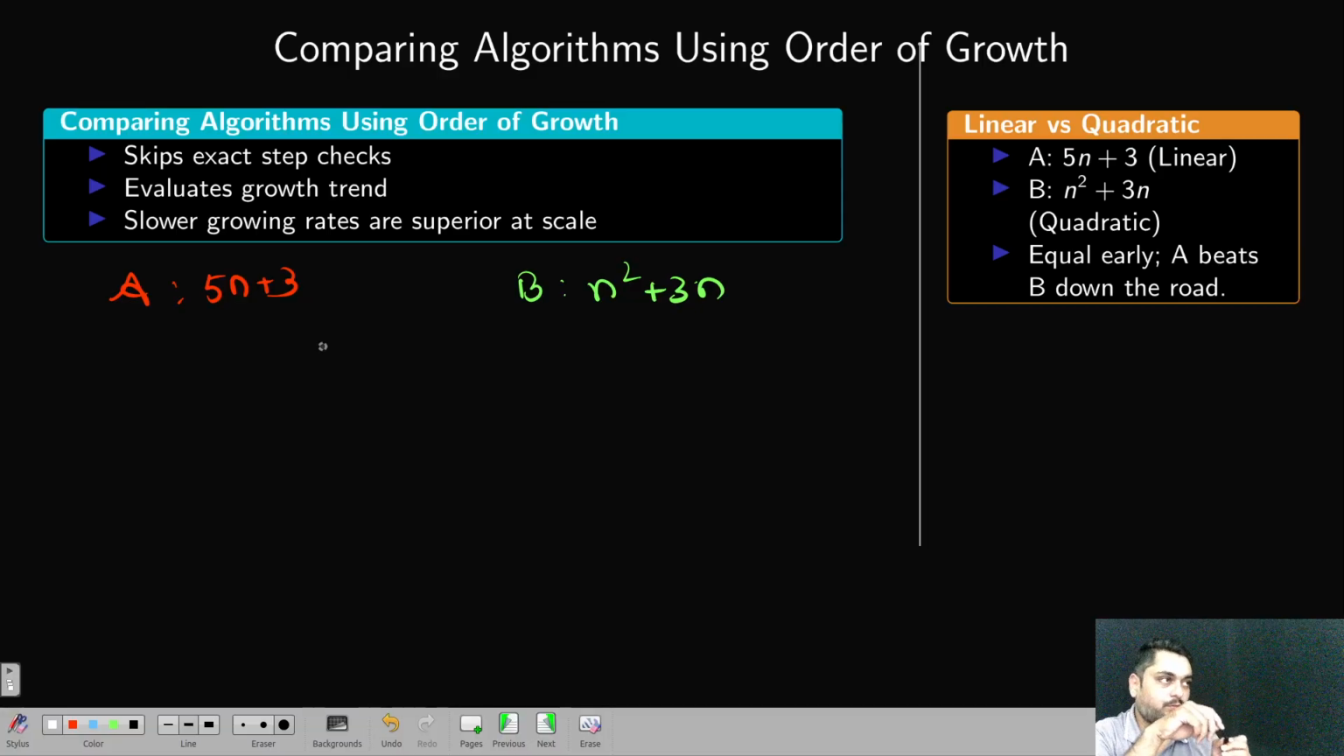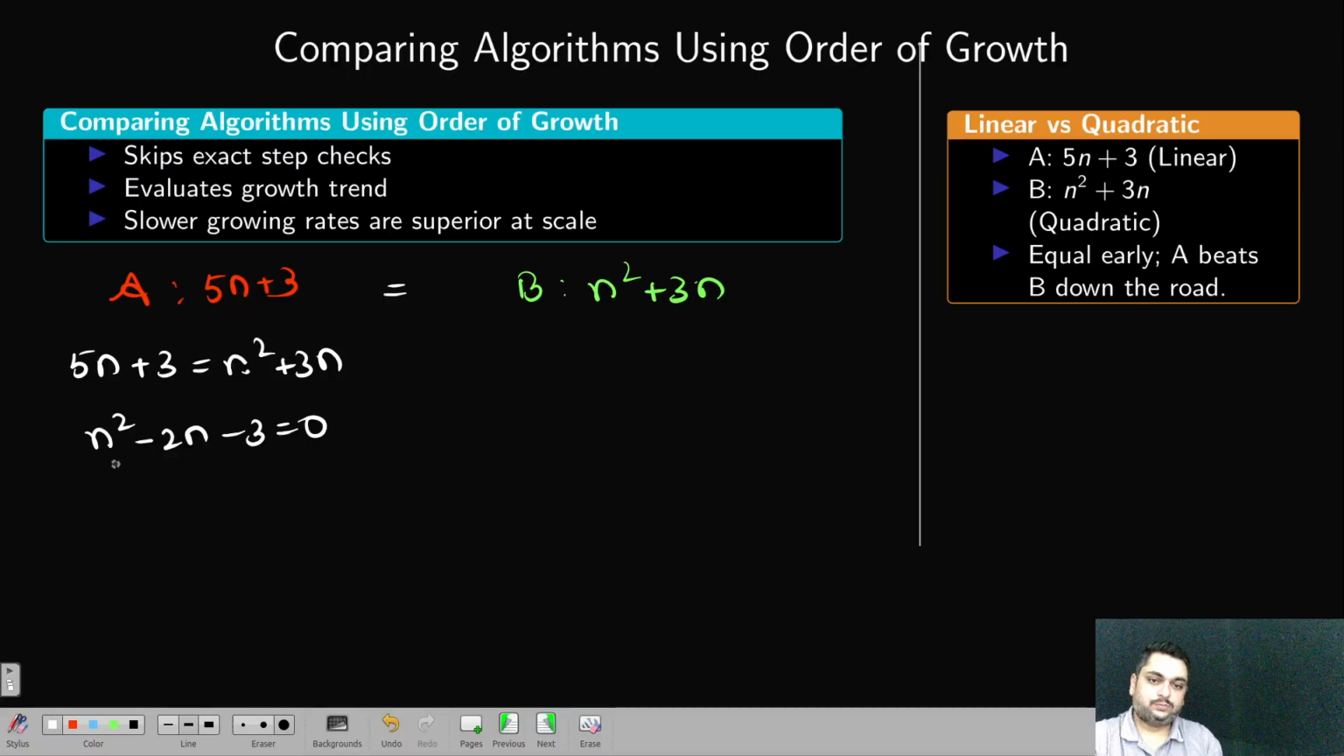So let us find the first point where they cross over, or join. For that, you just evaluate directly: A is equal to B when their functions are equal. So 5n plus 3 equals n square plus 3n, which is n square minus 2n minus 3 equal to 0. You just factorize to find the n value. N square minus 3n plus n minus 3 is equal to 0. So n into n minus 3 plus 1 into n minus 3. So n equals minus 1 comma 3.